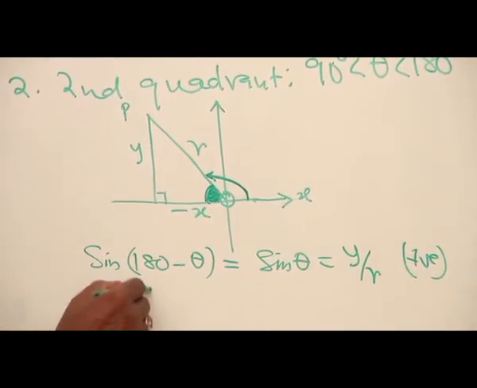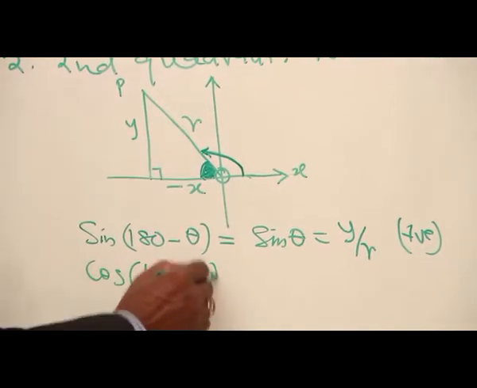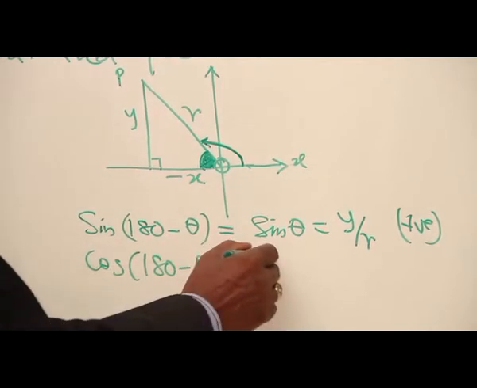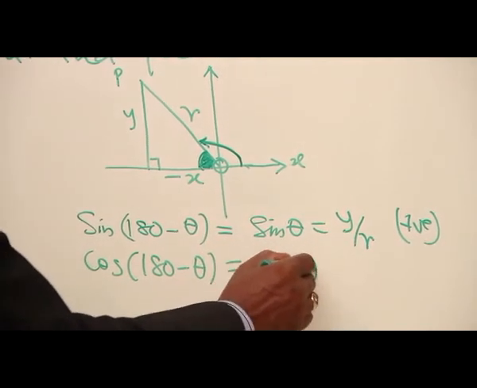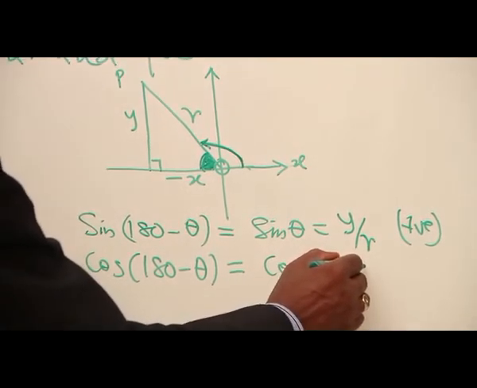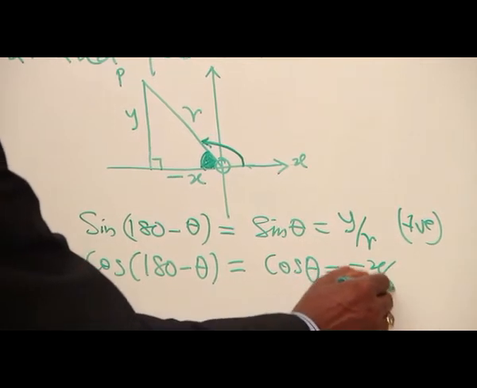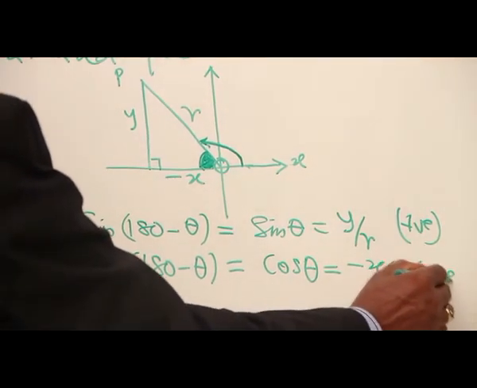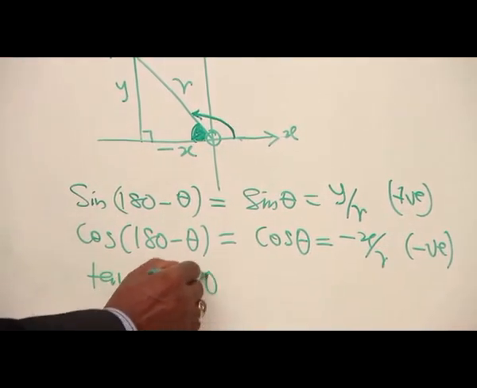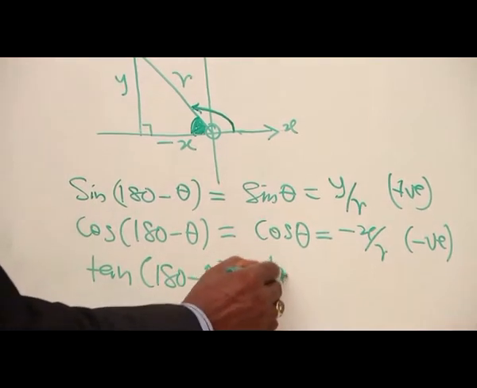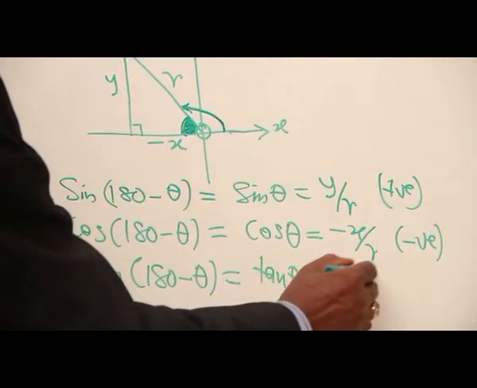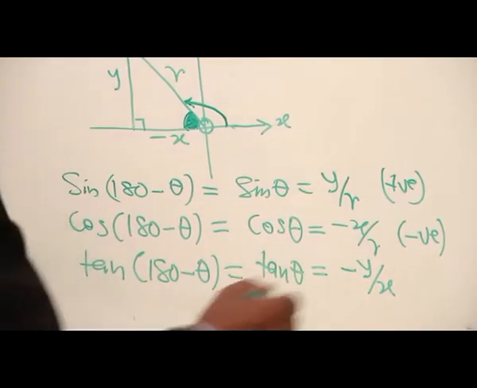Our cos 180 minus theta is equal to minus cos theta, and that is minus x all over r, and this is negative. Similarly, our tan 180 minus theta is equal to minus tan theta, and this is minus y all over x.